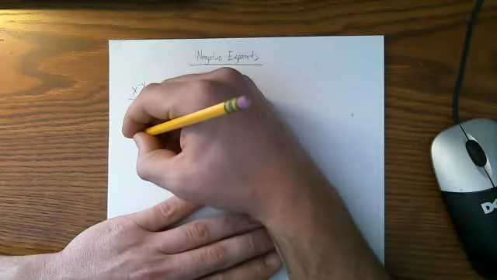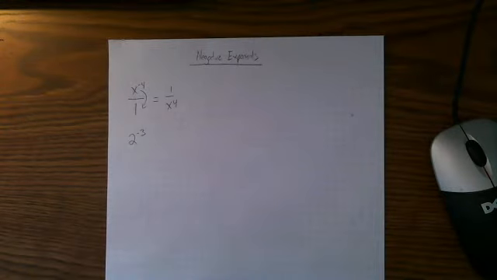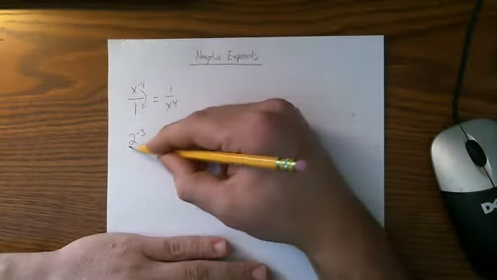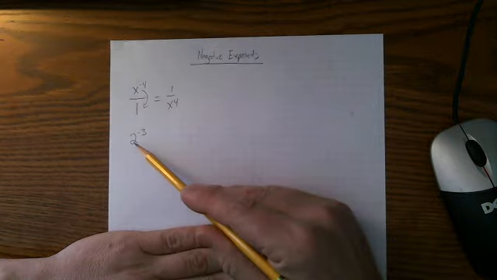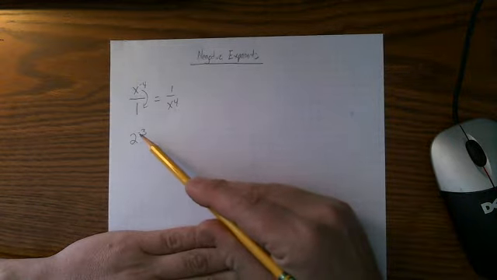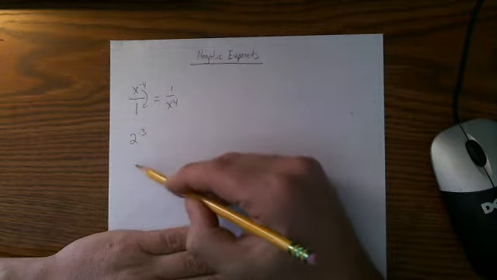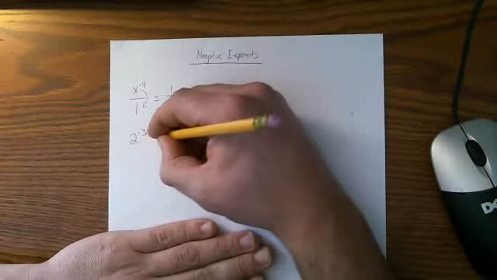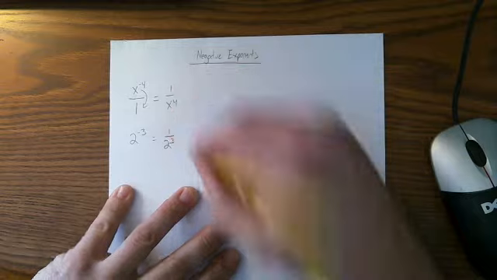So if we had something like 2 to the negative third power, well, again, the other side of this fraction here is 1. So the base of this exponent is 2. The exponent is negative 3. So this is telling me take the 2 and put it in the other side of the fraction. 2 to the negative third is 1 over 2 to the positive third.